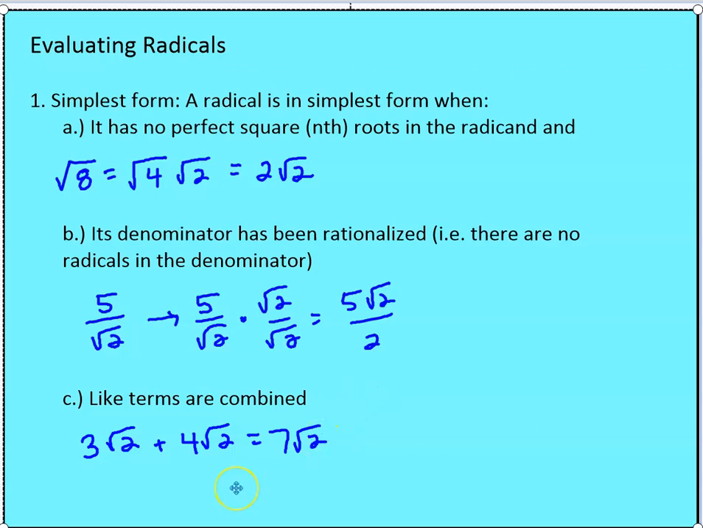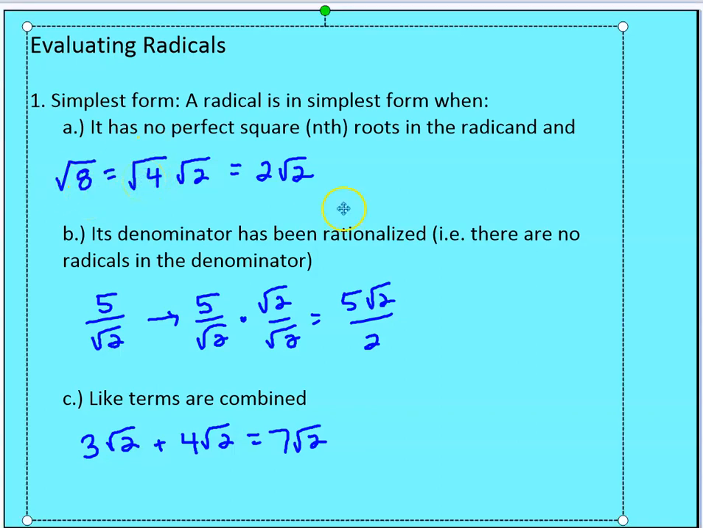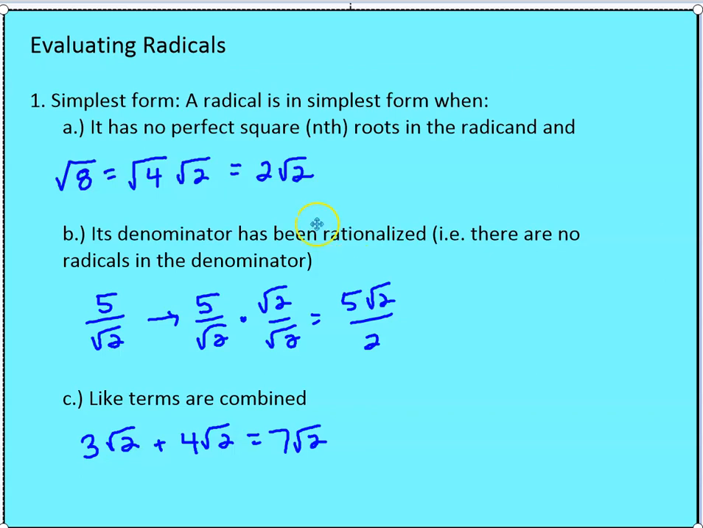And then finally, like terms are combined. So what we're going to work on here is making sure that in the radical there are no perfect squares as factors in the radicand, and that like terms are combined. Like terms have the same radicand value, 2 and 2, and I can add these two together. 3 root 2 plus 4 root 2 is equal to 7 root 2. I think I mentioned before that you need to go through the lesson on radicals before getting to this point, so if you haven't already, please go back and listen to that.